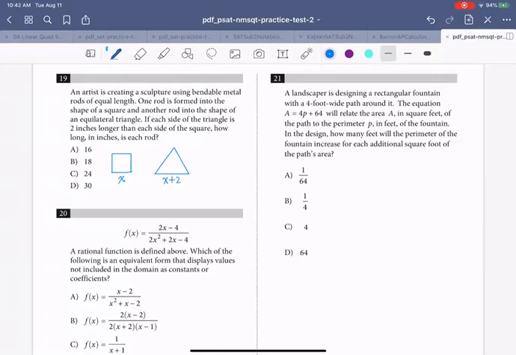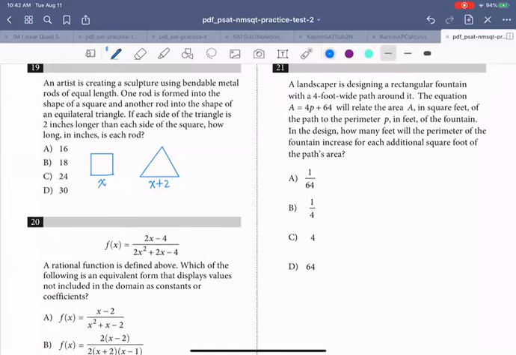This is a typical word problem, okay? For a word problem, as you read, you start to draw and mark the condition. By the time you finish reading, you have your equation listed. Let's see. This guy is creating a sculpture using metal rods of equal length. One rod is formed into a square, and another rod is formed into an equilateral triangle.